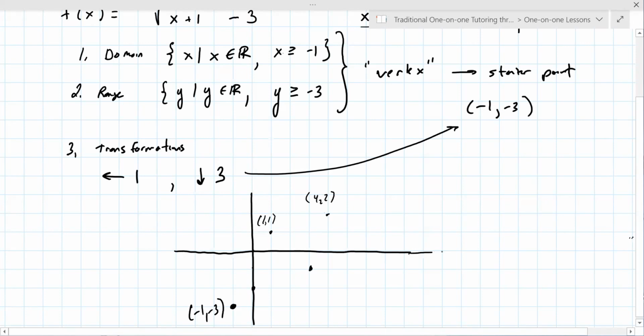And then we run out of room pretty quickly here. 9, 3 is another one. It's going left 1, down 3. So this is the correct graph of this.